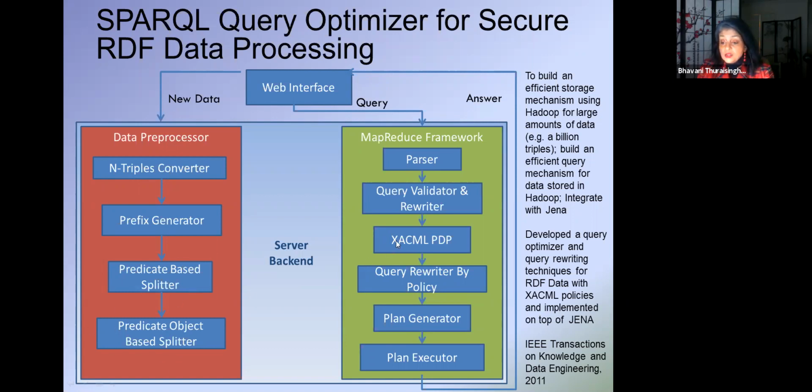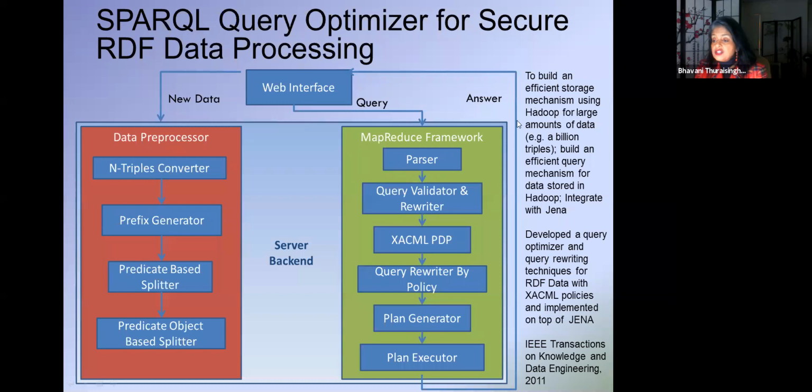Splitting the data. So XACML has got policy decision point policies, XACML terminology. And then we take the XACML policies and query, rewrite based on the policies, generate the execution plans, and carry out the execution plans from the data that we get from this side, okay?